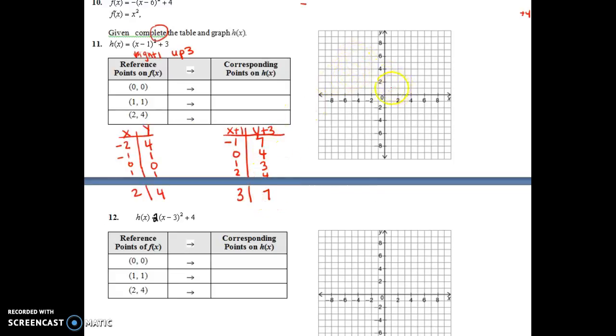So to complete my graph, my parent graph just looks like the parabola. My shifted graph is, again, moving to the right 1 and up 3. So if you look at your points, you have a point at negative 1, 7, 0, 4, 1, 3, 2, 4, and 3, 7. And that's my new graph. We're just going to practice a few more of those.